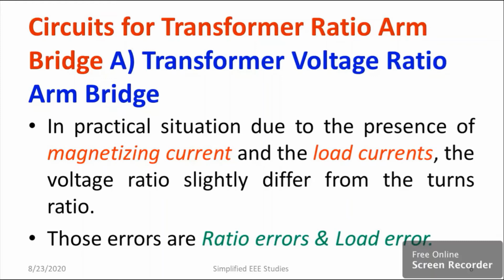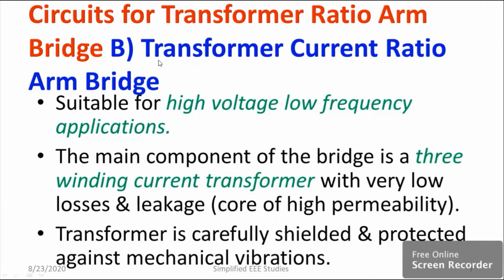It is a simple method. After taking the ratio, you can substitute in the formula tan delta is equal to omega into Cx into Rx. Now, I would like to discuss the second segment, that is the transformer current ratio arm bridge. It is suitable for high voltage and low frequency applications. Very important. What are the main components of the current ratio arm bridge?